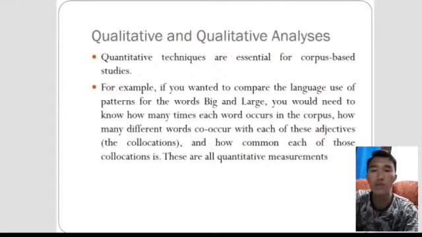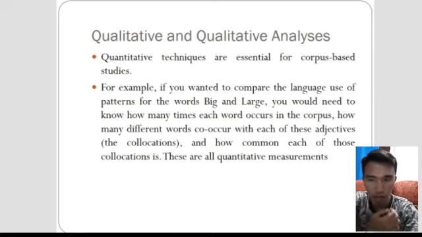Okay, now we move on to quantitative and qualitative analysis. So the first one, quantitative techniques are essentially for corpus-based study. For example, if you wanted to compare the language use patterns for the words big and large, you would need to know how many times each word occurs in the corpus, how many different words occur with each of these adjectives, or the collocations, and how common each of those collocations is. These are all quantitative measurements.